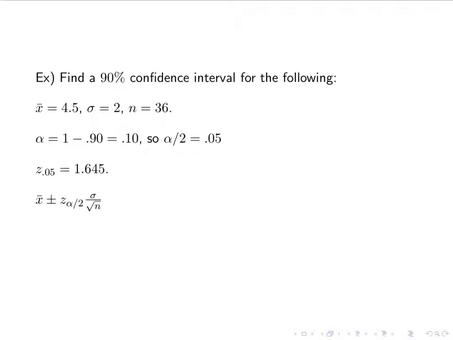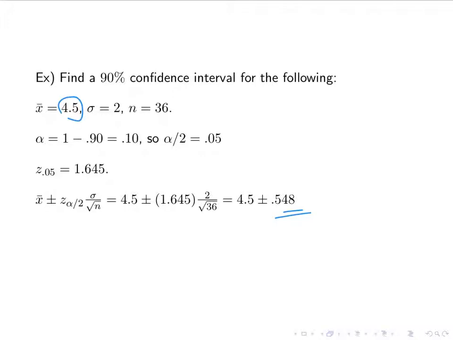So I'm going to plug it into our equation here, which again, remember, is x bar plus or minus that error bound. So x bar is 4.5, z sub alpha over 2 is 1.645, sigma is 2, n is 36. So then I'm going to simplify this side because of order of operations, the multiplication and division come before the addition and subtraction. And using a calculator, we get 4.5 plus or minus 0.548. You always want to go to more decimals than what the mean is given as. So the mean has one decimal place, so I would go to at least 2 or 3 for the error bound.